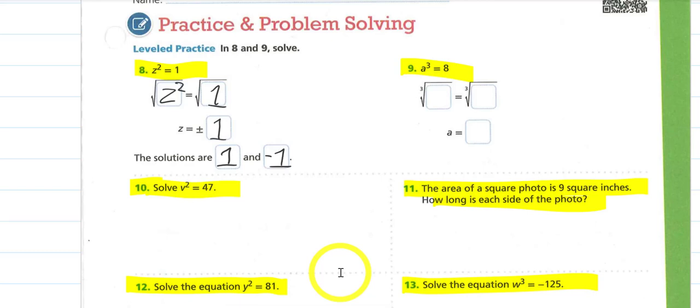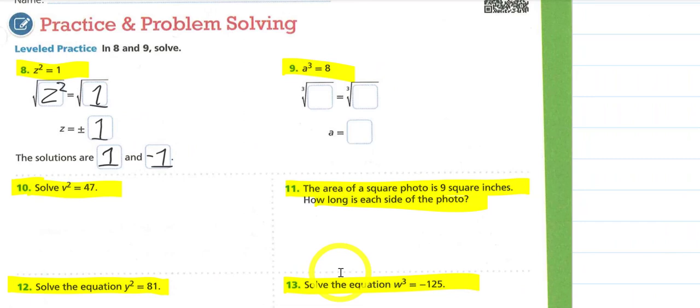Okay, so now for number 9, please pause it if you haven't done so yet. Come back and check your solution. So for number 9, I should have a cubed here and the cubed root of 8. And we know since it's a cube, and in this case it's a perfect cube, a is going to be alone on one side, and taking the cube root of 8, we'll get the answer of 2.